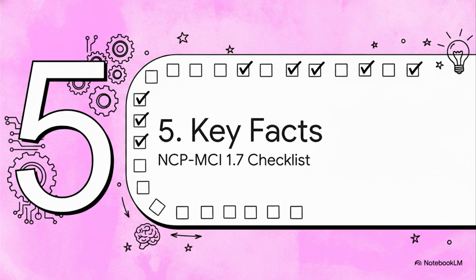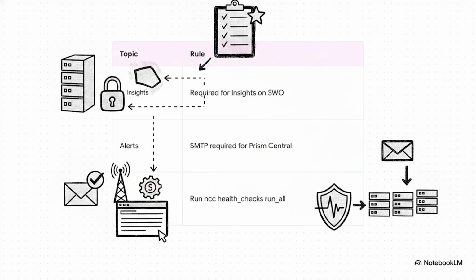Finally, let's wrap this up with Section 5, the key facts to memorize, your NCP-MCI 1.7 checklist. All right, let's look at this final checklist. You really want to lock these 3 rules into your memory for test day.